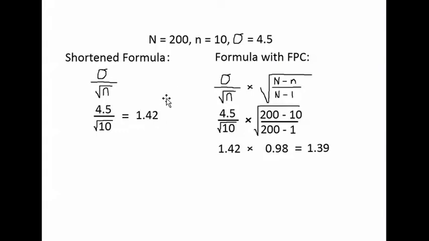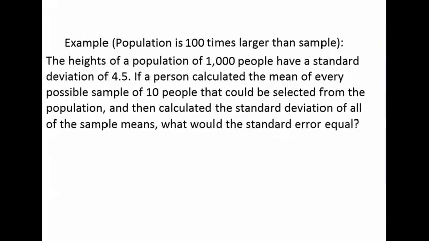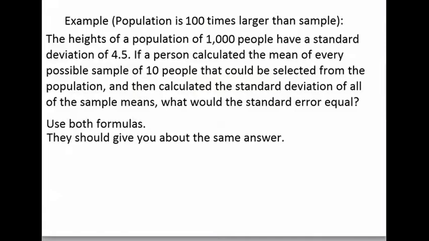So this slide is demonstrating how you can use the shortened formula for the standard error and get a roughly correct answer when the population is 20 times larger than the sample. Now we'll look at an example in which the population is 100 times larger than the sample. This is the same scenario we've been looking at, except now the population has 1,000 people. We're going to use both formulas, and we'll still see that they give us about the same answer.